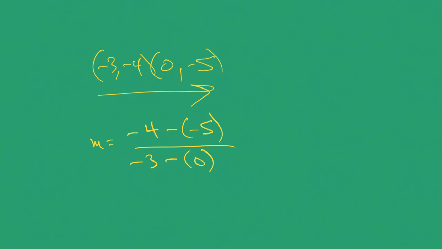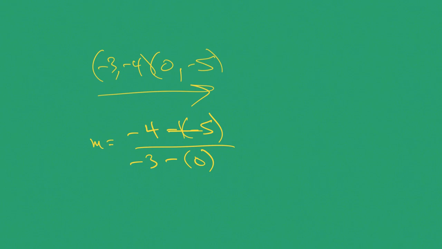Everybody good with where all that's coming from? Negative 4 minus negative 5. What happens to minus a negative? Becomes a big plus right there. So make sure we understand that's a big positive. That is really negative 4 plus 5.